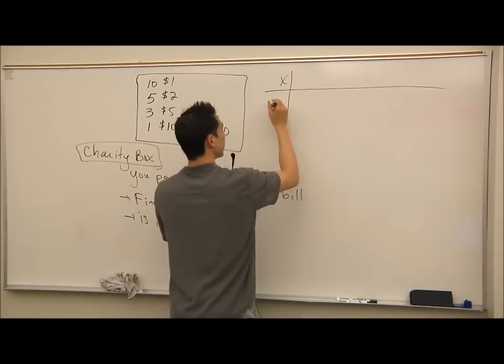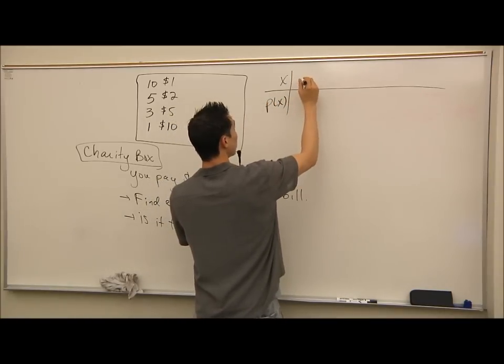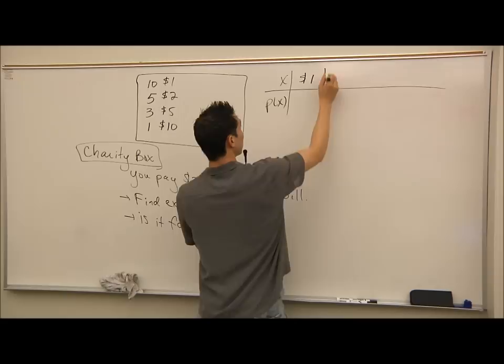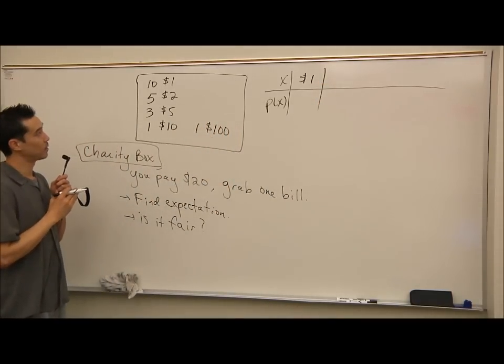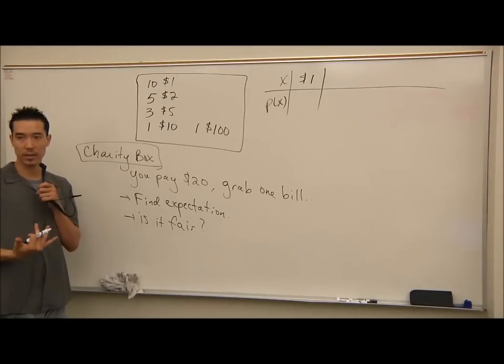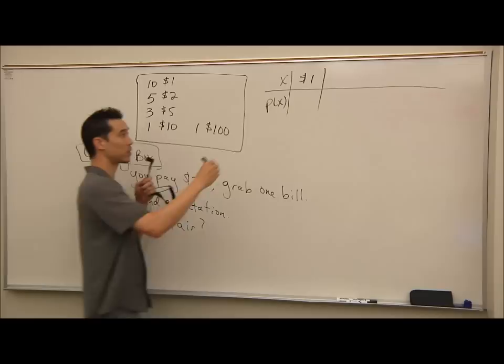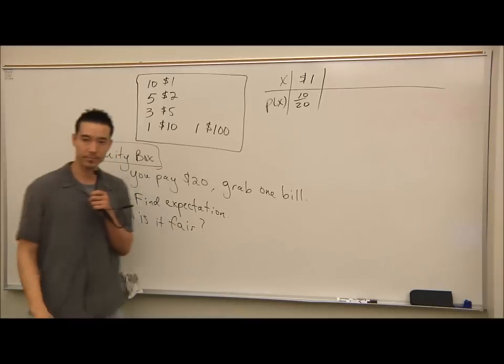So I'm going to reach into this box and I'm going to grab a bill. What's the probability that I grab a $1 bill? Oh, 10 out of, how many bills do we have? 20. So 10 out of 20. Does everybody see that? Which comes down to 1 out of 2. But just for the sake of your notes, I'm going to put 10 out of 20 so you can see where that came from. Okay?